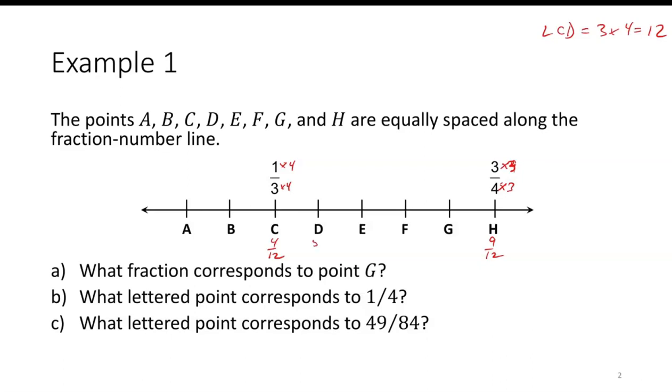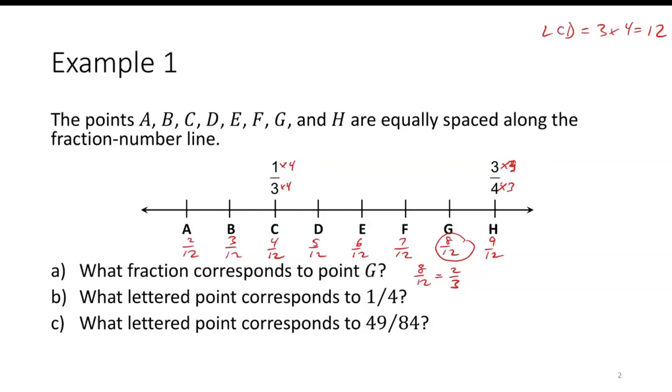So D would be 5 over 12, E 6/12, 7/12, 8/12. And if I go backwards, that'd be 3/12 and 2/12. So what fraction corresponds to G? That looks like 8/12. So G would be 8/12, which reduces, dividing by 4 top and bottom, to 2/3.